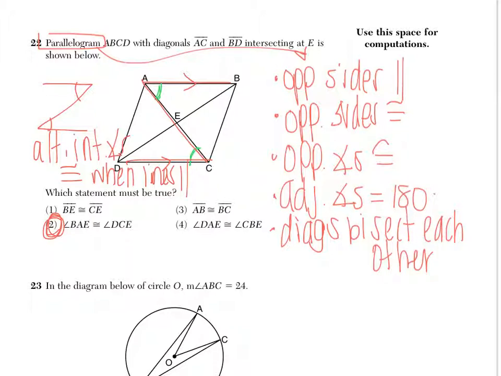It says that AB is congruent to BC. Now AB is this top side, BC is the right side. We only said that opposite sides are congruent, and AB and BC are not opposites. The last choice, number 4, says angle DAE, right here, is congruent to angle CBE, right here. This is not true at all. I'm not sure how those would be congruent because they don't look to be the same size. They are not formed by parallel lines. So again, just not true. Giving us our final answer of choice 2.